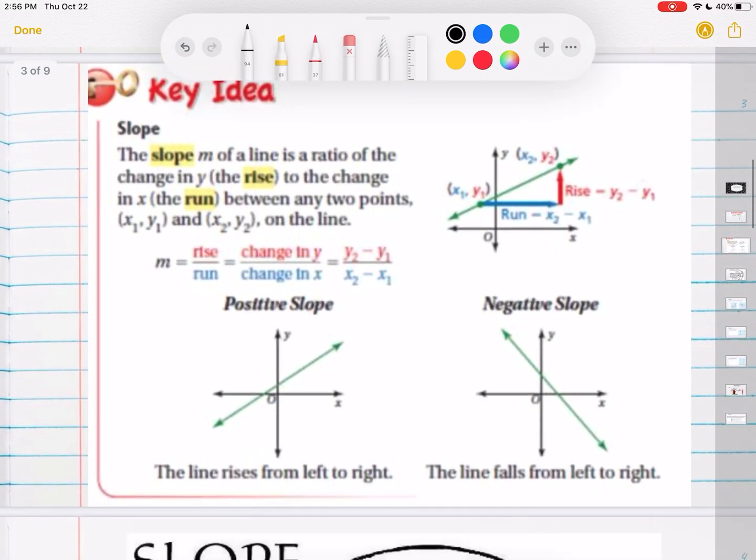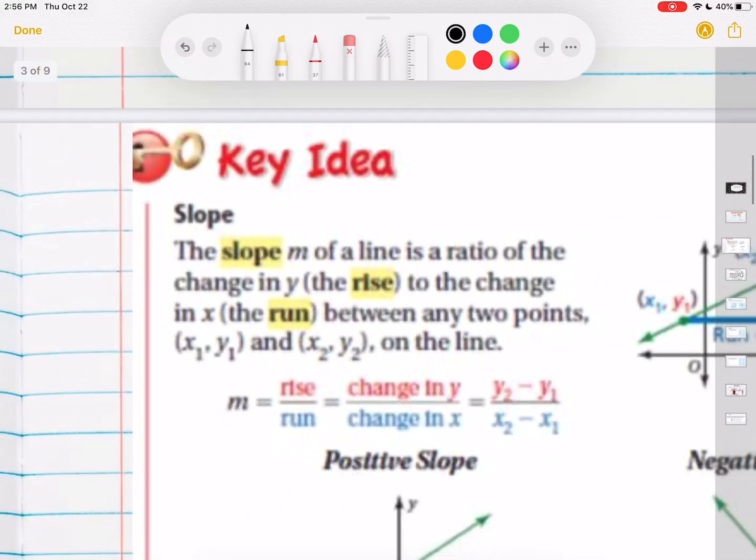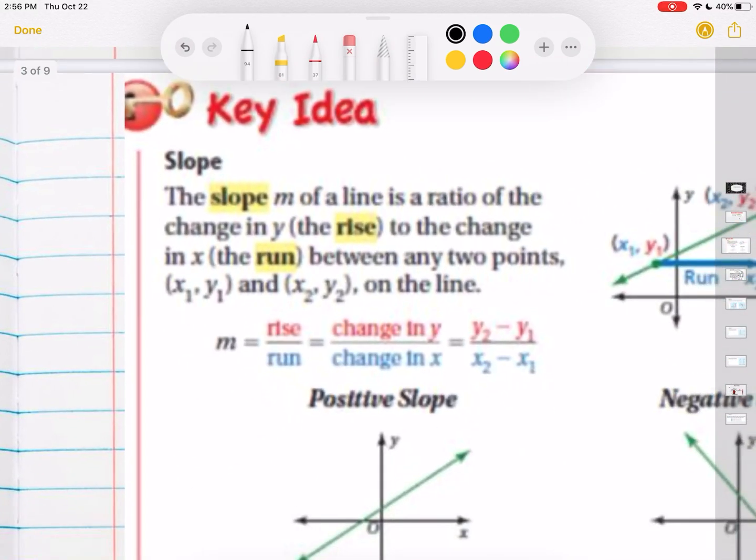So our formal definition of slope is right here. The slope, m, that's kind of just a common letter we use to describe slope. You'll see a little bit more of it next week. So the slope of a line is the ratio. Remember, ratio is a fraction. So slope of a line is a ratio of the change in y, also known as a rise, to the change in x, also known as a run, between any 2 points on the line.